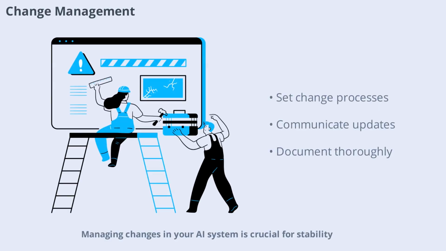Managing changes in your AI system is crucial for stability. Establish clear processes for proposing, reviewing, and implementing changes. Communicate updates to all stakeholders and document changes thoroughly. Effective change management reduces risk and ensures smooth transitions.